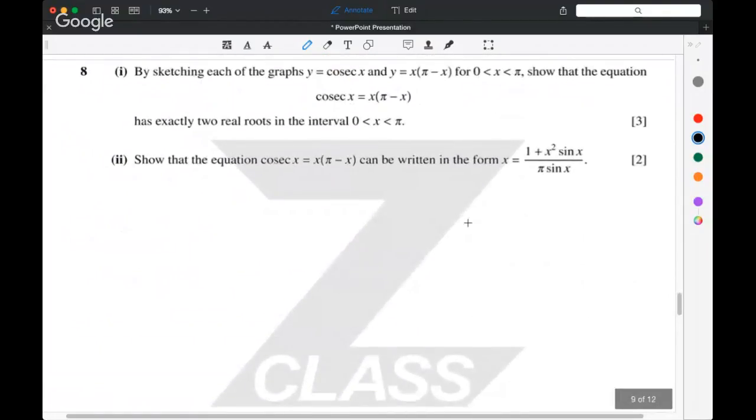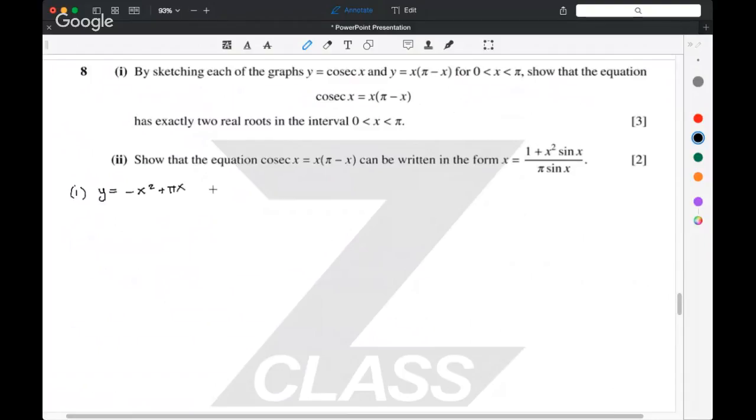Okay, so the next question. We're sketching two graphs, one of which has a trigonometric function in it. I'm going to look at the other one first. So let's look at the first equation. We've got y is equal to, and I'm going to multiply it out, minus x squared plus pi x. Well, this is obviously a parabola. So what can we say about it?